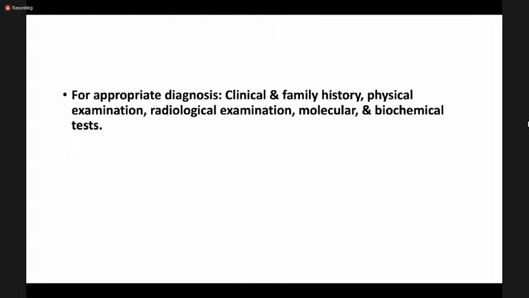Then, of course, after your physical exam, you want to do your radiological examinations. Then you don't need to stop there. You need to move further to study the molecular and biochemical tests. These are basically just to confirm the genetic diagnosis.